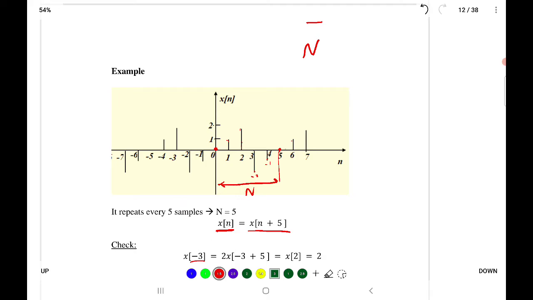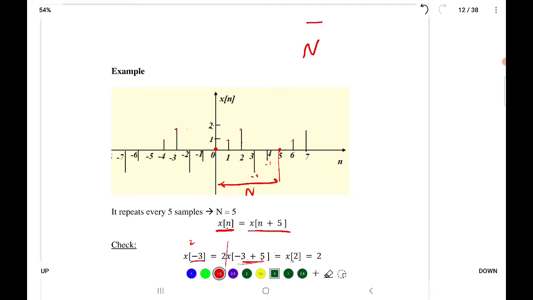Like here I picked n equal to -3. So you find the value of x at -3, 0, -1, -2, -3. And then if you add to n the period 5, and you have n equal to -3, you add 5, so it would be x of 2.